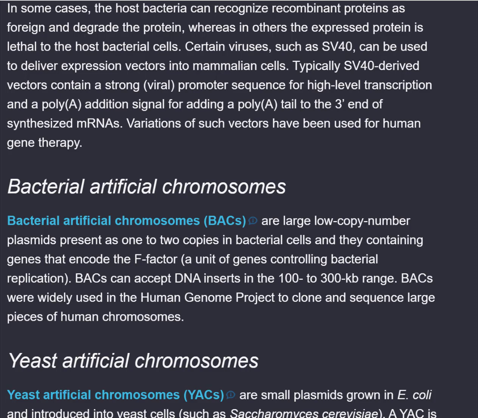In some cases, the host bacteria can recognize recombinant proteins as foreign and degrade the protein, whereas in others the expressed protein is lethal to the host bacterial cells. Certain viruses, such as SV40, can be used to deliver expression vectors into mammalian cells. Typically SV40-derived vectors contain a strong viral promoter sequence for high-level transcription and a poly-A addition signal for adding a poly-A tail to the 3' end of synthesized mRNAs. Variations of such vectors have been used for human gene therapy.